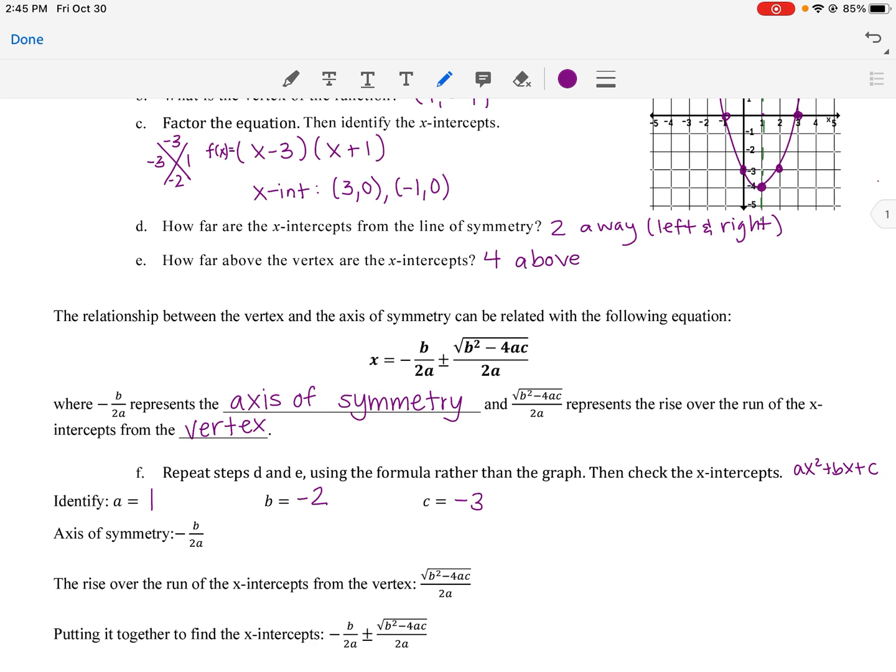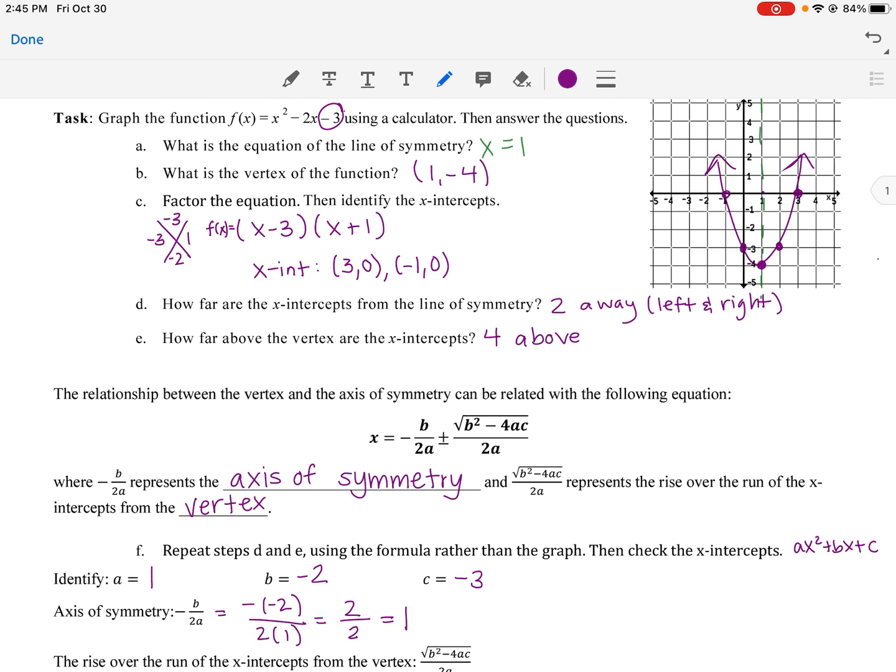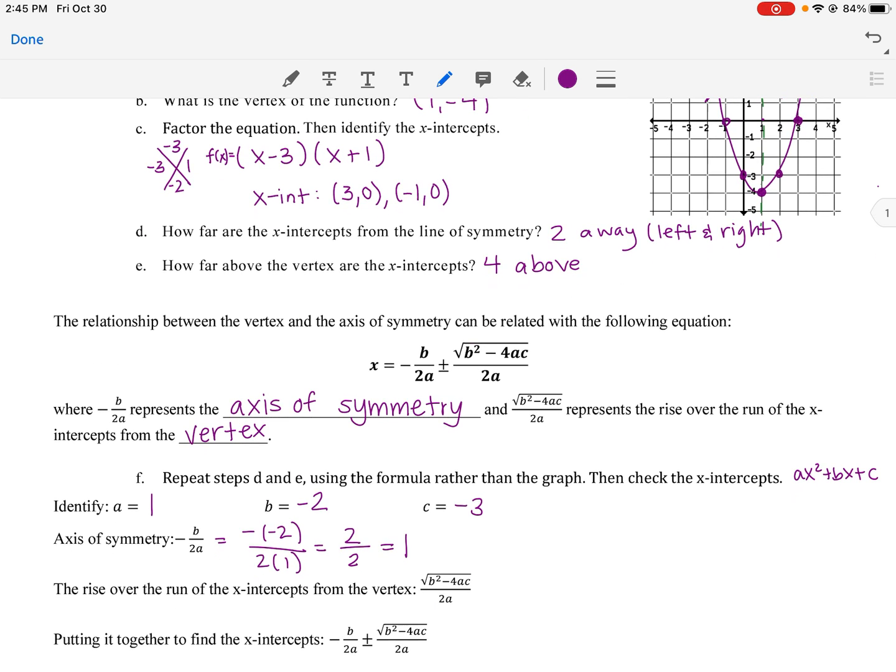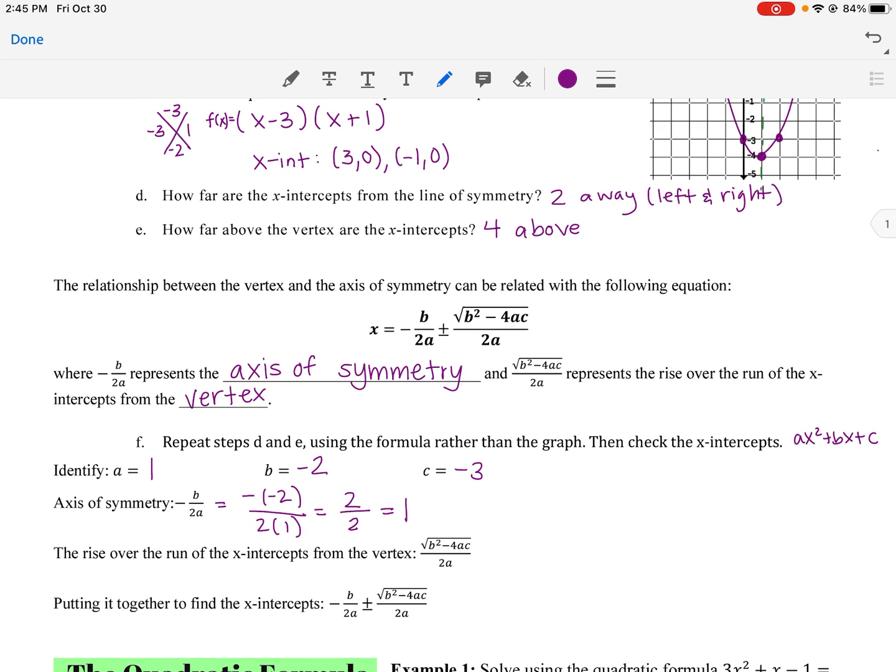So if I wanted to check my axis of symmetry, I'm going to take negative b, which is the negative of -2, all over 2 times 1. So you get a positive 2 over 2, and you get 1. And notice here, our axis of symmetry was that line, x equals 1. Okay, now let's look at that rise over run.